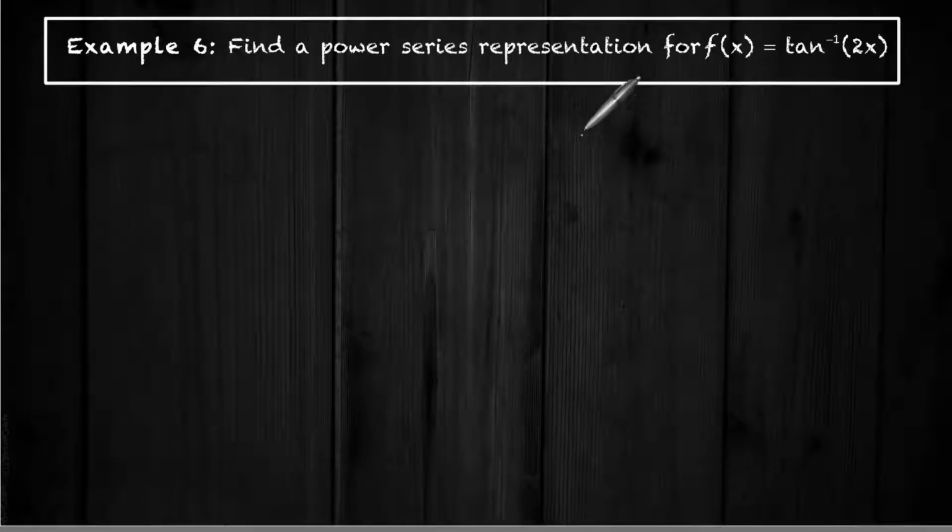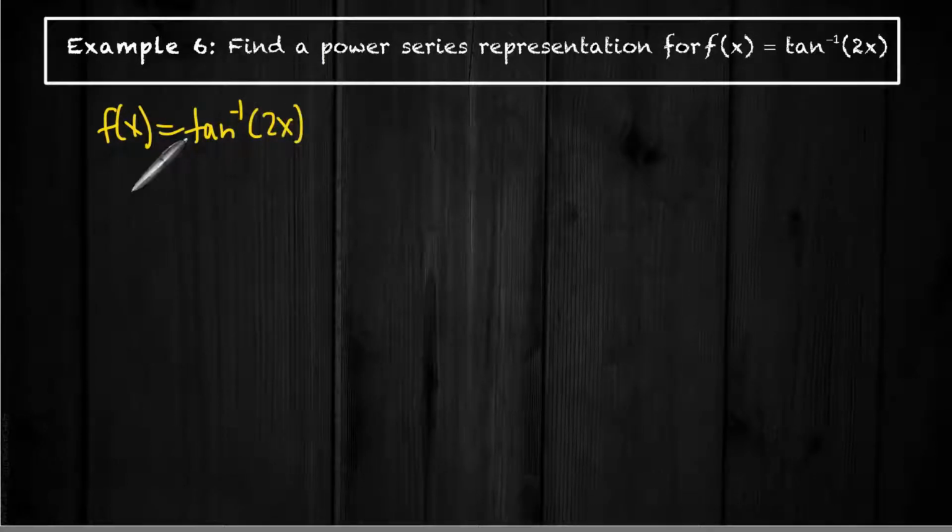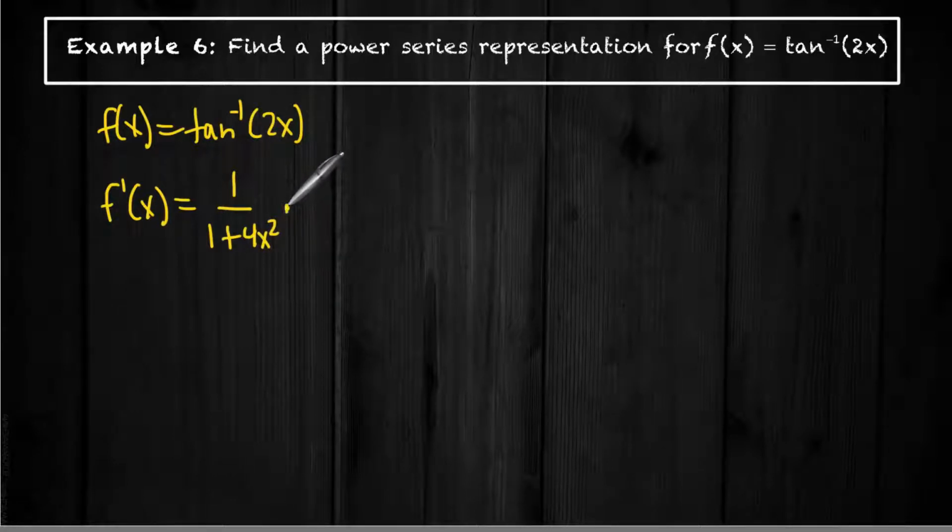This next example is actually the reverse of the example that we did before. So we need to recognize that if we have a function, f of x equals inverse tangent of 2x, we can actually take the derivative of that, so f prime of x, and we have to remember what the derivative of the inverse tangent is. Well, it's going to be 1 over 1 plus u squared, and u is 2x, so we'll square that and make that 4x squared, times the derivative of u, which is 2. So there's your chain rule. So let me write that as 2 over 1 plus 4x squared. And so notice now that we have 2 over 1 plus 4x squared is f prime of x.